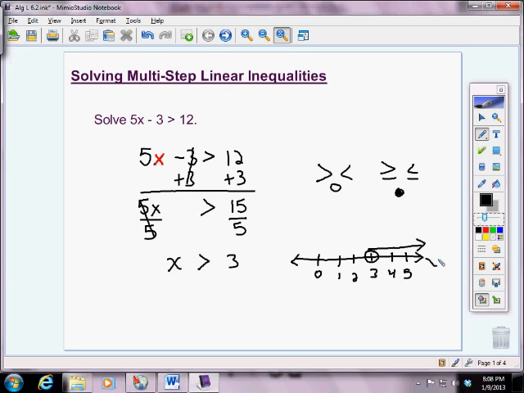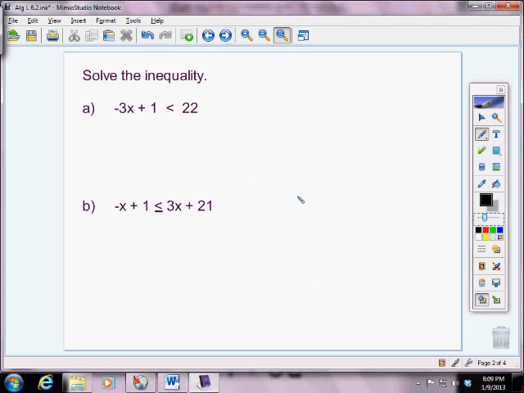Now you should label your line with an X because all the values on here, greater than 3, are all the possible X values we can plug in. Just read your homework. If it doesn't say to graph, you don't have to. If it does ask you to graph, make sure you include this step. Let's look at a couple more examples.